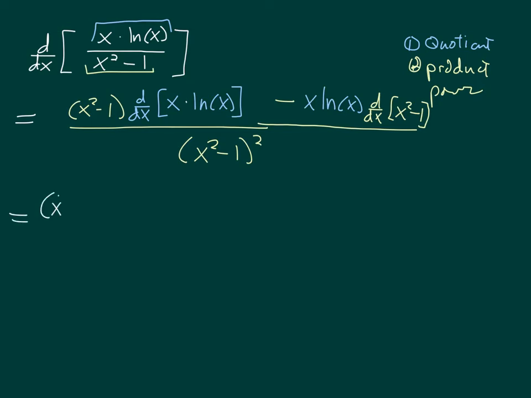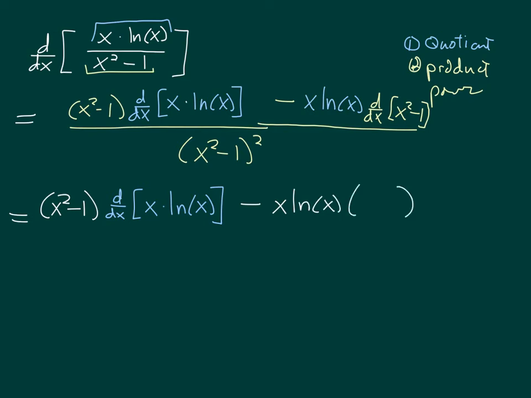So we'll have x squared minus 1. We still have, since we're going to come back to this later, the derivative of x times natural log of x, from which we're subtracting x natural log of x times the derivative of x squared minus 1. We can do this term by term.